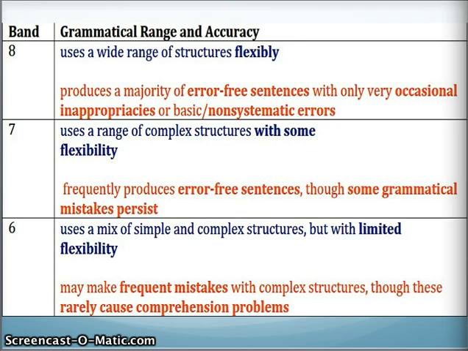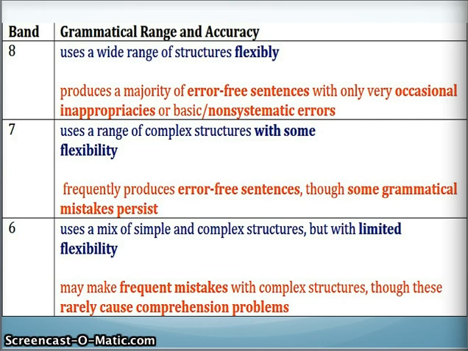Now look at the phrases in red. For band 8, you should produce a majority of error-free sentences with only very occasional inappropriacies or basic non-systematic errors. Mostly, you should produce correct error-free sentences. However, if you make 1-2 non-systematic mistakes, you still get 8. Non-systematic is the key word here.